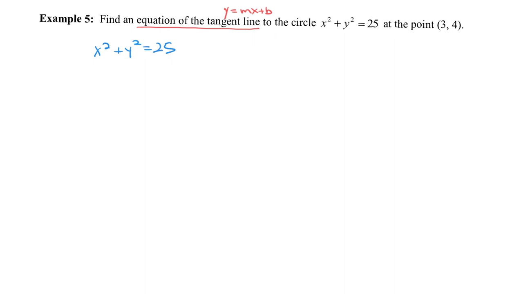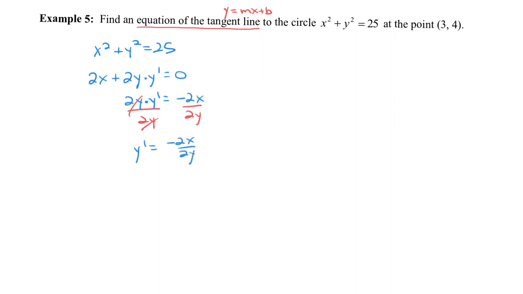So if I differentiate with respect to x, I'm going to get 2x plus 2y times y prime equals 0. Remember, y prime is going to give us the slope. So I'm going to subtract 2x from each side. Now I want to get y prime by itself. So what do I have to do? I have to divide by 2y. Right, that would cancel. So we get y prime equals negative 2x over 2y. Or in other words, y prime equals negative x over y.